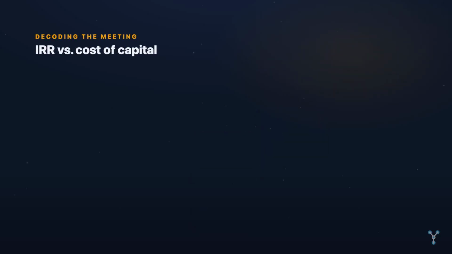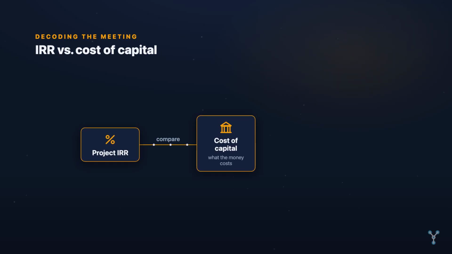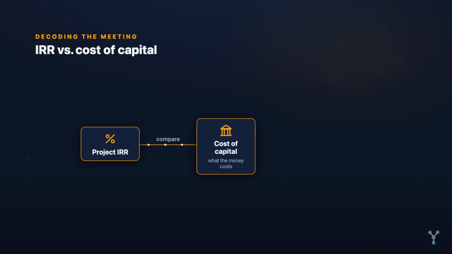And now those meeting words start to click into place. People compare a project's IRR to their cost of capital. So what's cost of capital? It's simply what the money costs the person providing it. If a bank borrows at 6% to lend to you, 6% is part of its cost of capital. If an investor could earn 15% elsewhere, 15% is their cost of capital, their hurdle.